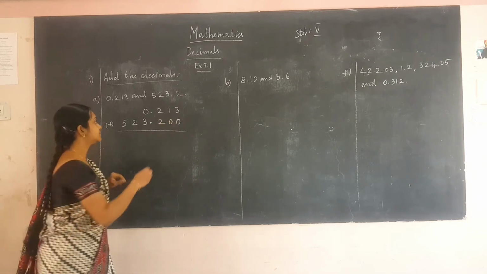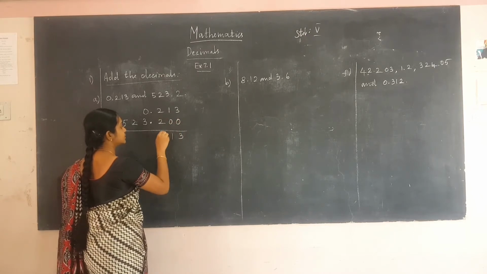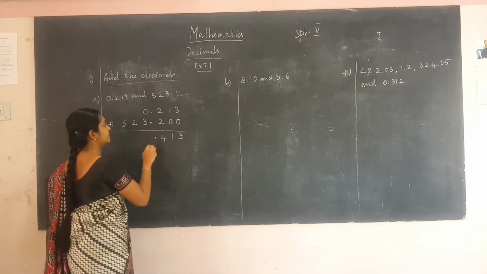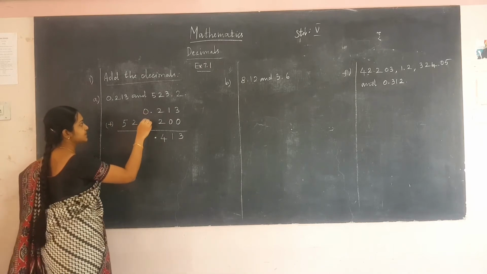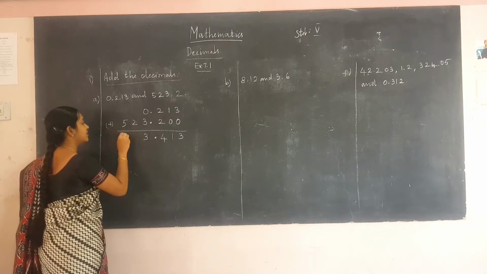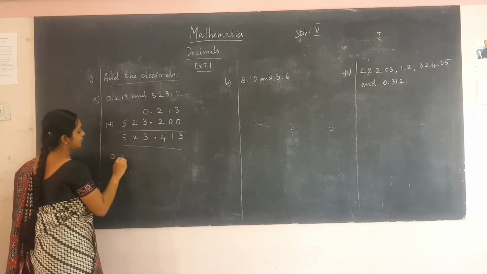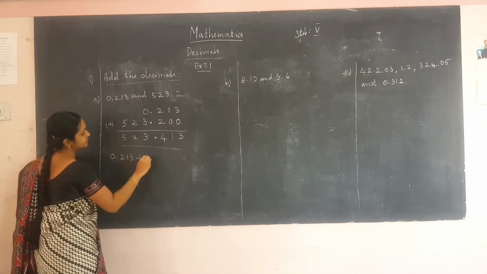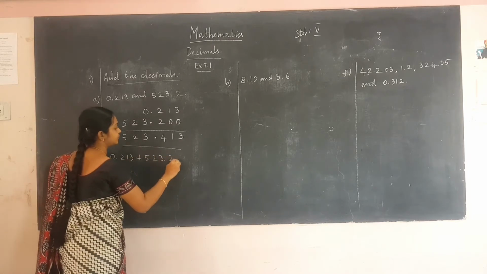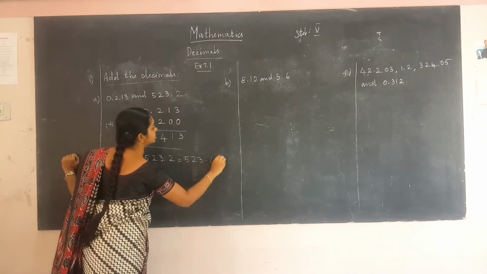3 plus 0 is 3. 1 plus 0 is 1. 2 plus 2 is 4. This decimal point will remain as it is. 0 plus 3 is 3. Here we don't have any number, so write 5 and 2 as it is. So 0.213 plus 523.2 is equal to 523.413.